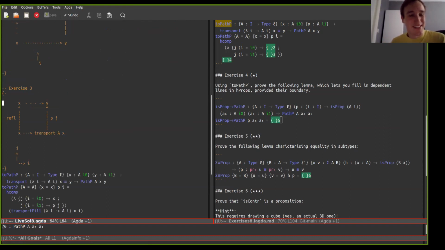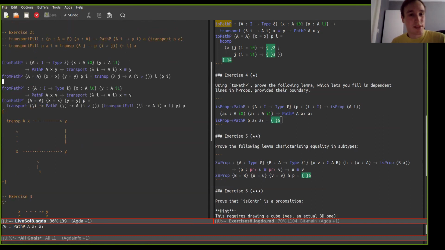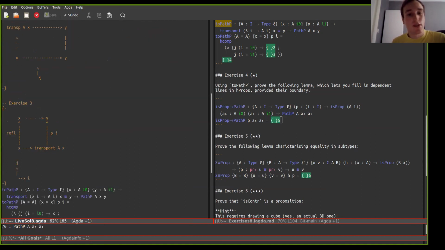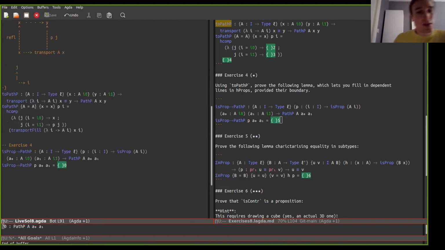Yeah, the problem here was that this side was not in one, like this was dependent, right? And this gave us the trouble. Because as we see here, at each side you just have a normal path.